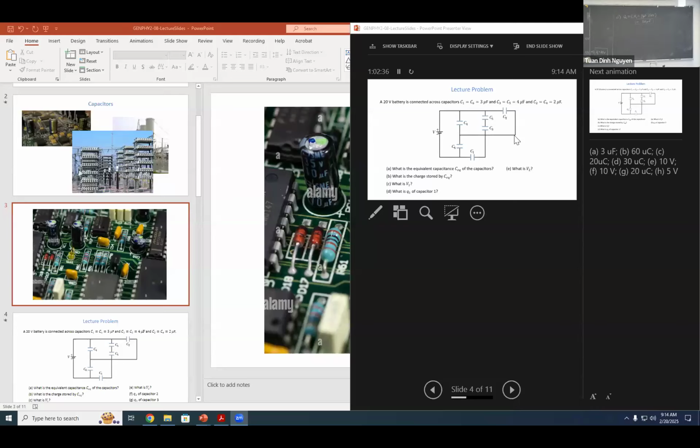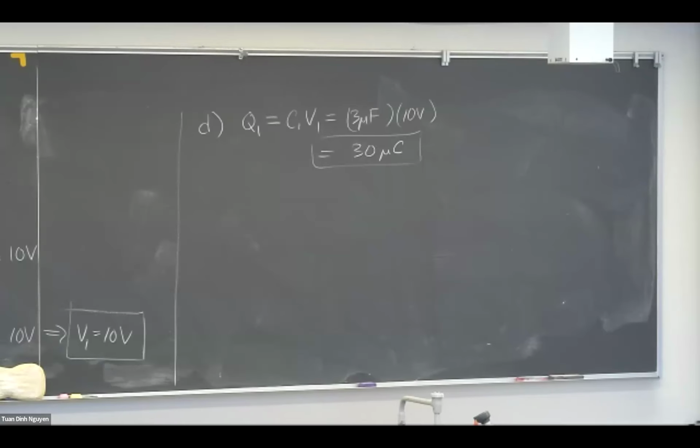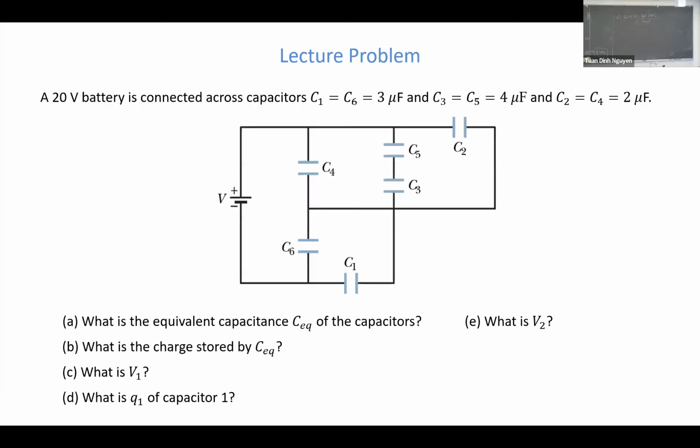What is V2? Oh, V2 is way over there. But by the same logic, V2 is in parallel to all these guys, which is in parallel to the combination, which we already said is 10 volts. That was so easy, just using words. 10 volts.